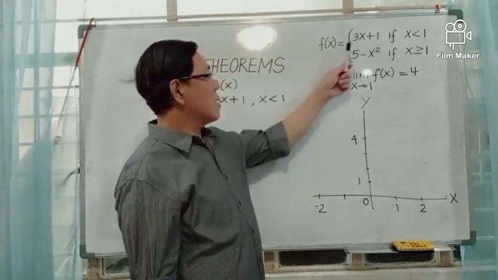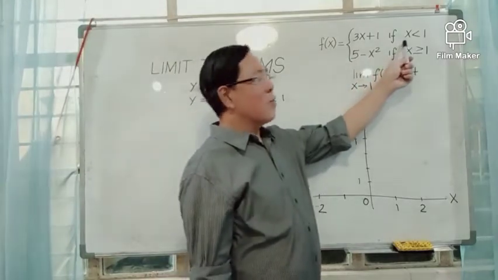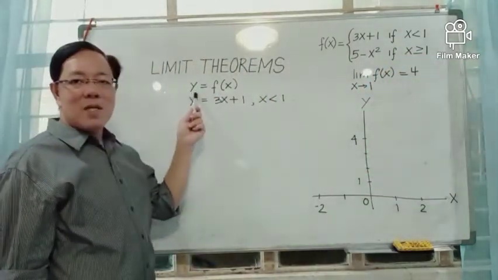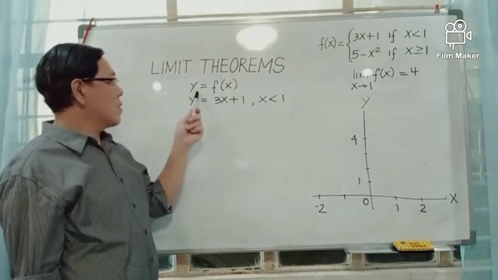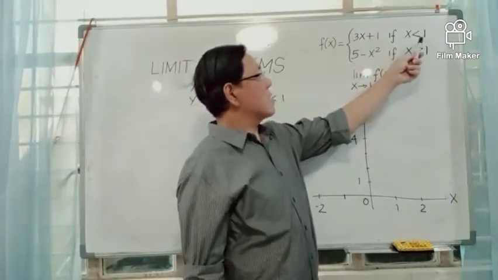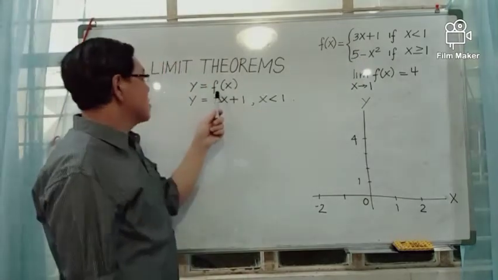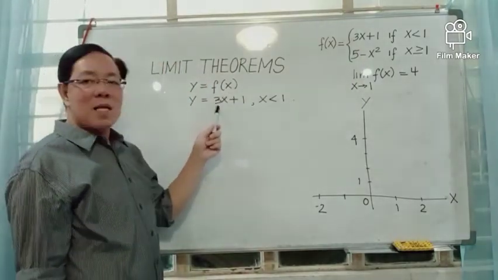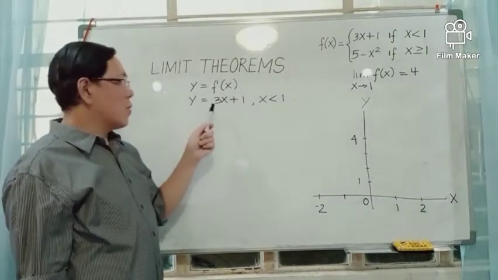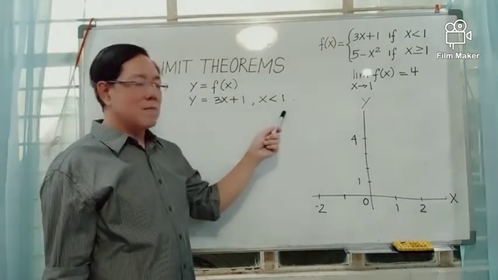We start with the graph of the first value of the function, 3x plus 1 when x is less than 1. Generally, we denote a function using this notation y equals f of x. And when x is less than 1, the value of the function is 3x plus 1. So we replace f of x with 3x plus 1. And the value of y, the dependent variable, equals 3x plus 1 for values of x less than 1.